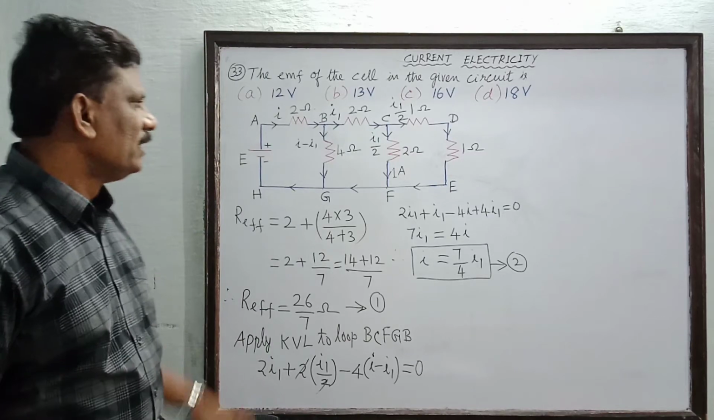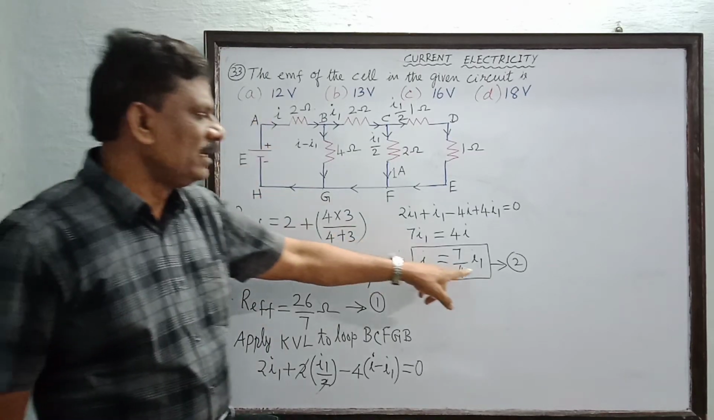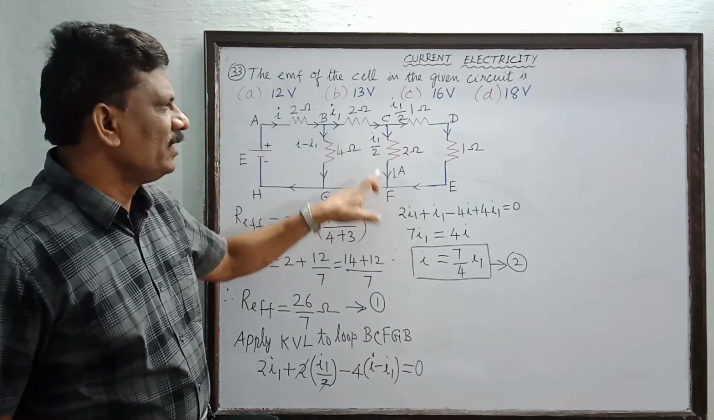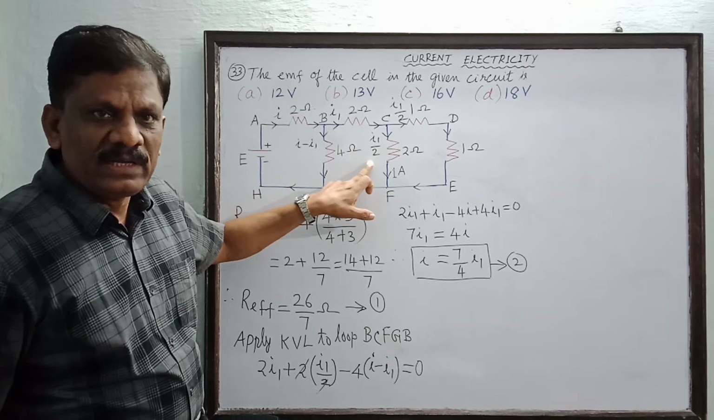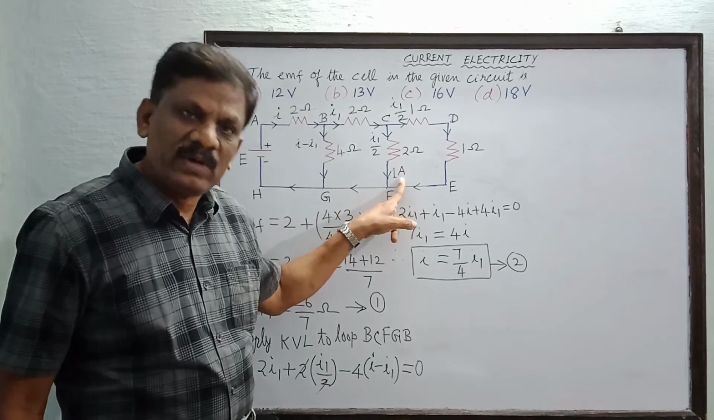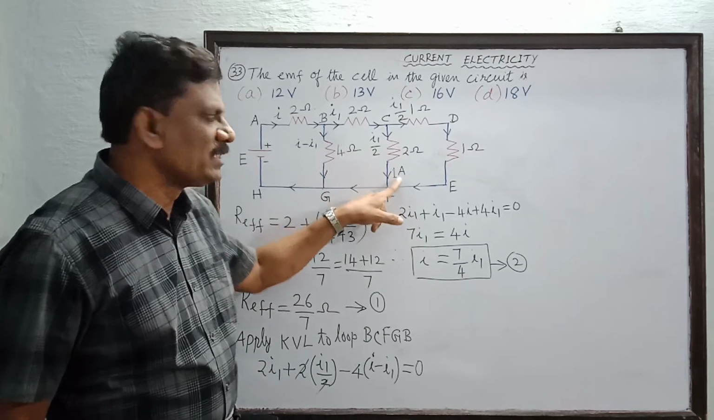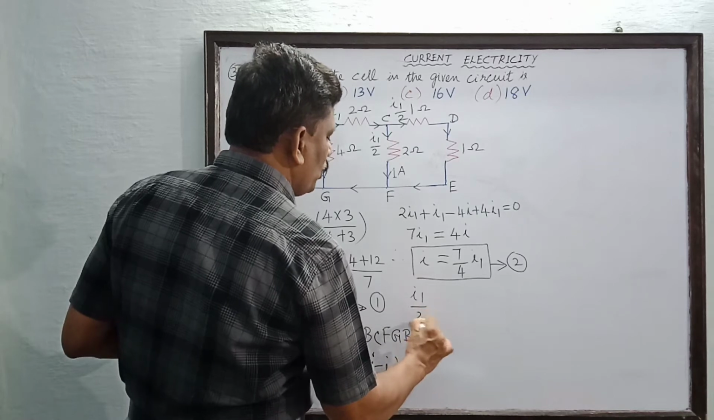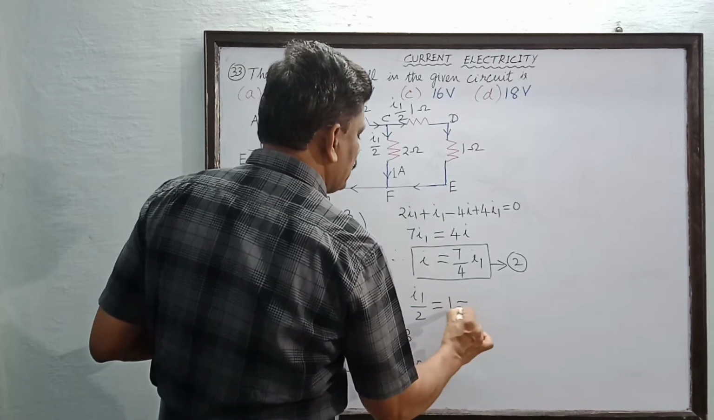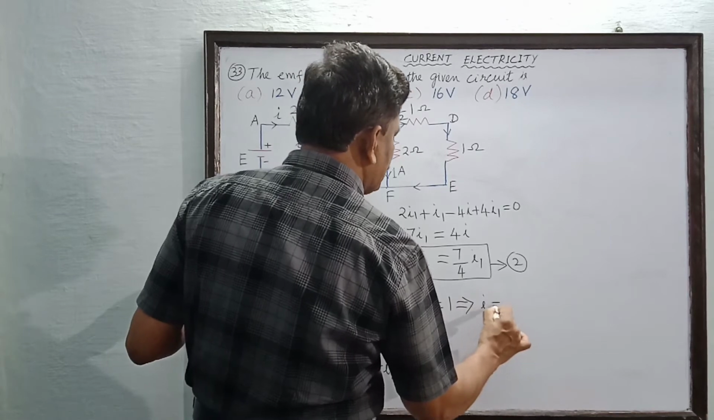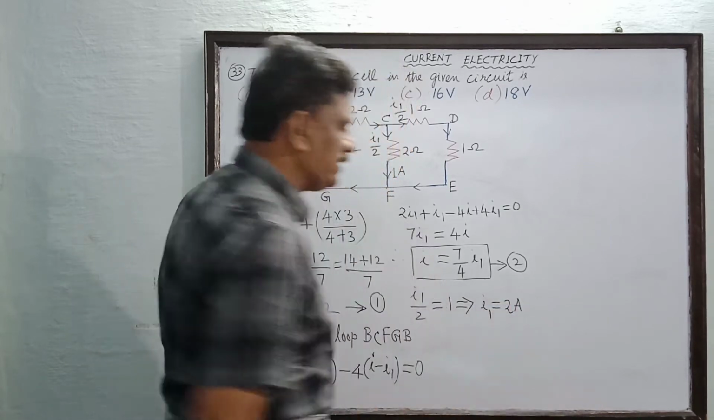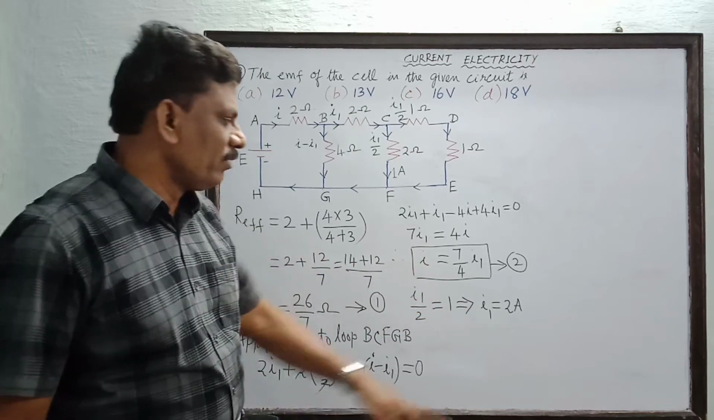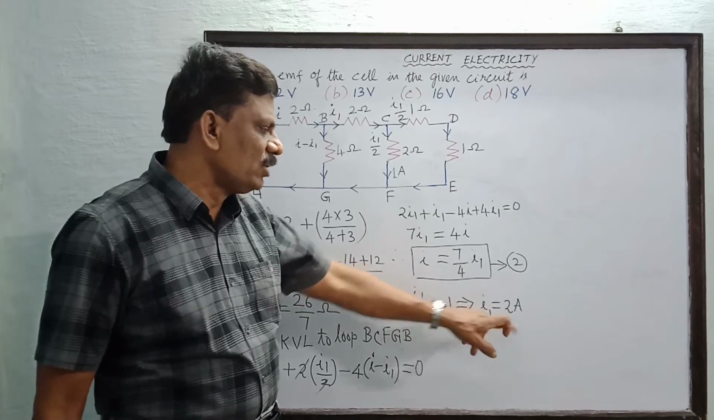This is another equation which is required. The relation between the main current I and the branch current I1 we have got. Now, from C to F, the current I1 by 2 is flowing, but its value is given in the question as what? 1 ampere. So I1 by 2 must be equal to 1 ampere, is it not? So I1 by 2 is equal to 1. So this implies I1 is equal to 2 ampere. I1 is equal to what? 2 ampere.